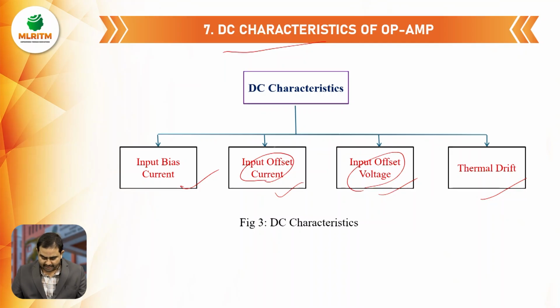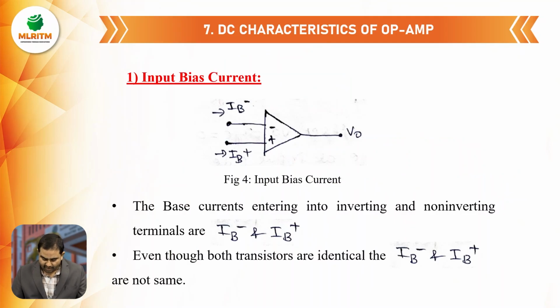First we will see input bias current. Here I have considered an op amp. Here 2 base currents are entering. One base current at the inverting terminal, minus is the inverting terminal, remember, plus indicates the non-inverting terminal. Whatever base current is entering the negative terminal, we consider it as IB minus. Whatever base current is entering the non-inverting terminal, we consider it as IB plus. Remember carefully, these 2 values are not equal.